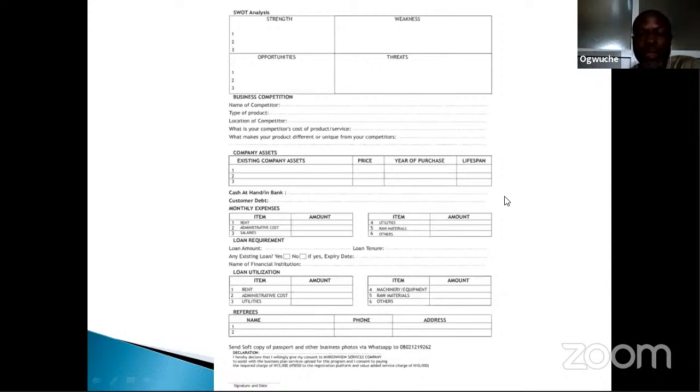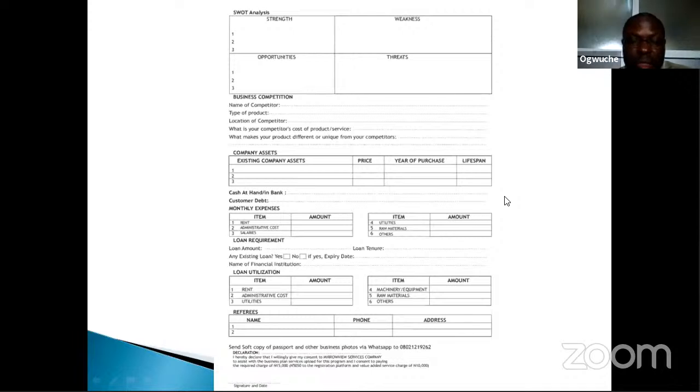Okay, so loan tenure, of course, as usual, is 7 years. There's 1 year moratorium and 7 years tenure. If you want to pay earlier, of course, nothing stops you. You can bring your tenure down to 5 years. So if you have an existing loan, you indicate yes or no. If it's yes, when is it likely to expire? And then you give us the name of the financial institution.